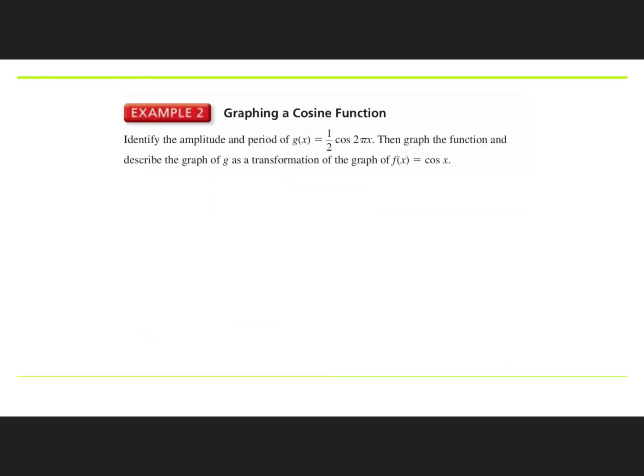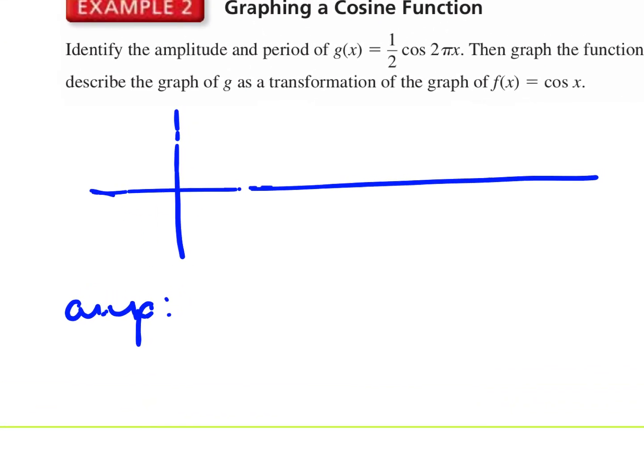Example 2. So we're going to graph it, and we need to find our amplitude and our period. So what is our amplitude here? The number that's being multiplied out front. 1/2. So our graph is going to go up to 1/2 and down to -1/2. It's just going to bounce back and forth in between these two.